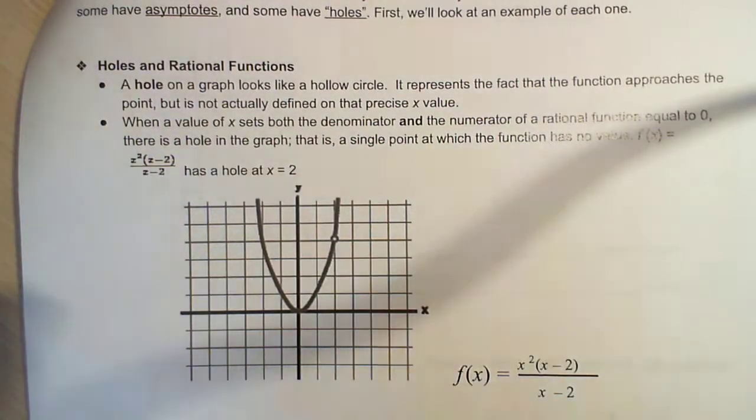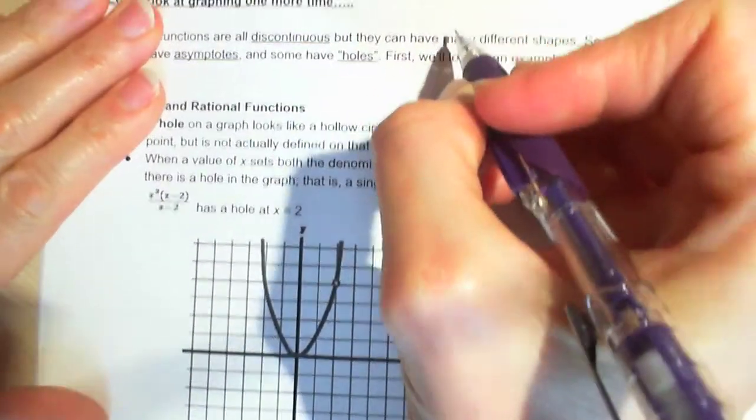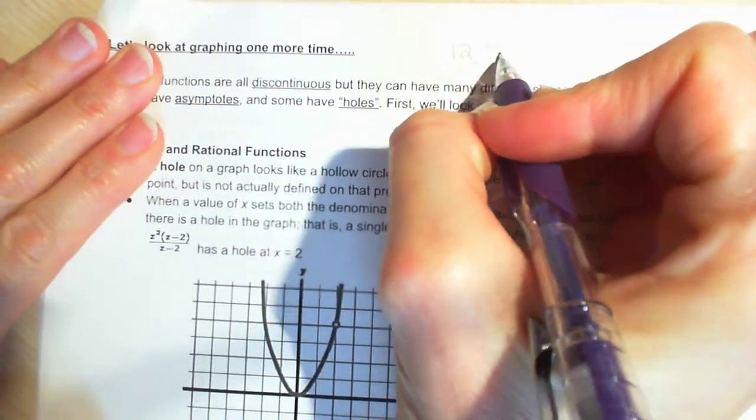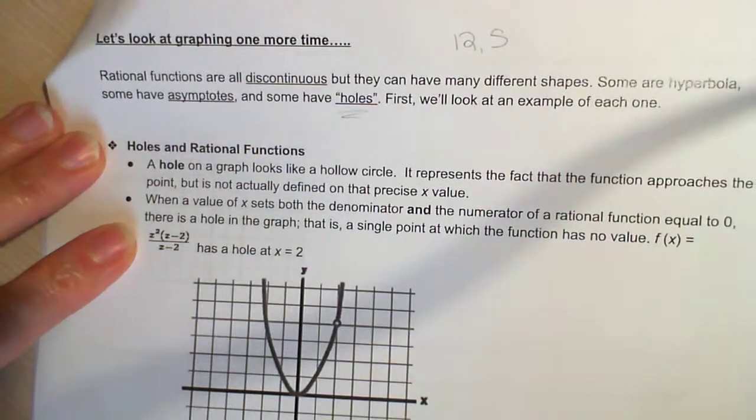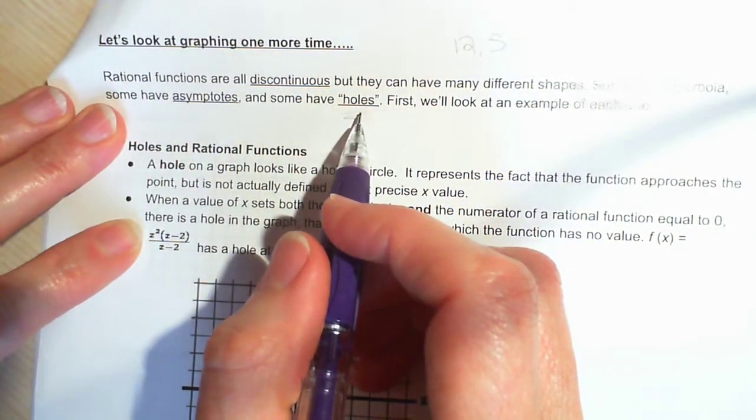This is the second video for section 12.5. This is where we take another look at the graphs to talk about holes. So holes are a type of discontinuity.